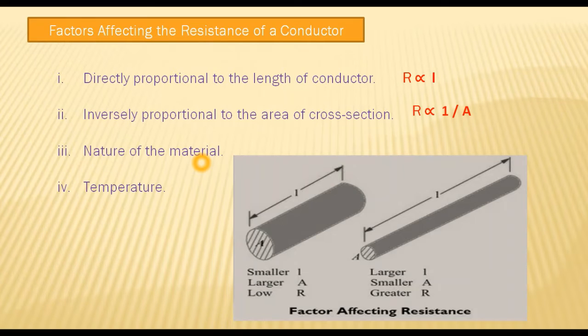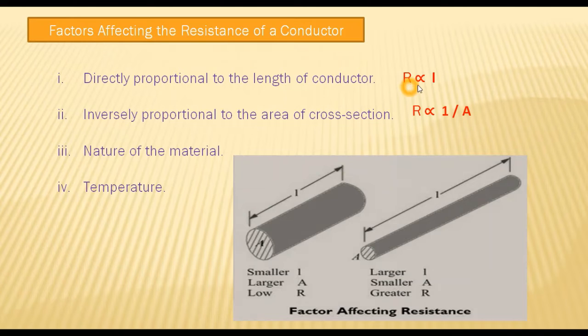And the other factor upon which resistance depends is temperature. Again, it has been found that the resistance of pure metals, that means copper, aluminum, increases on raising the temperature and decreases on lowering the temperature. But in case of alloys like nichrome, manganese, what happens? Resistance is almost unaffected by temperature. Temperature doesn't play any role in the resistance of alloys, okay?